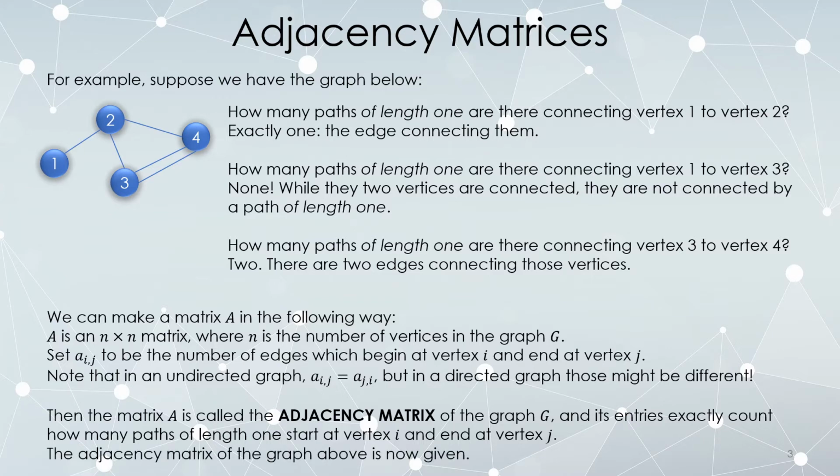So what about the graph we have above? Can you construct a 4x4 matrix that keeps track of how many edges connect one vertex to another? Here it is. How many edges connect vertex 1 to vertex 1? None. 1 to 2, a single edge. 2 to 1, a single edge. Notice that since this is an undirected graph, the matrix is symmetric. A sub ij is always equal to A sub ji. Observe these 2's. Vertex 4 to vertex 3 or vertex 3 to vertex 4, there are 2 connections.